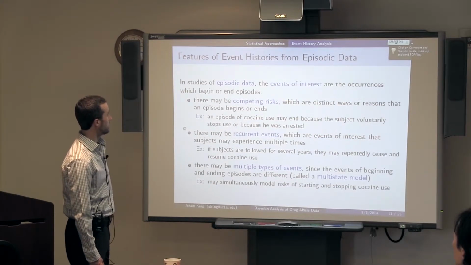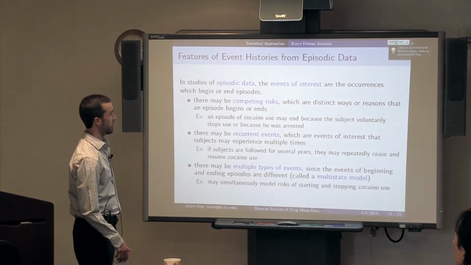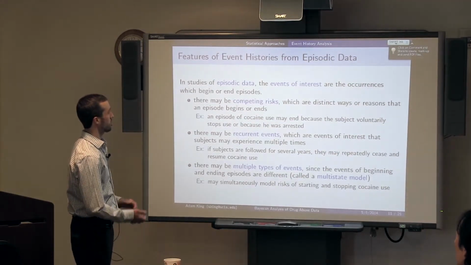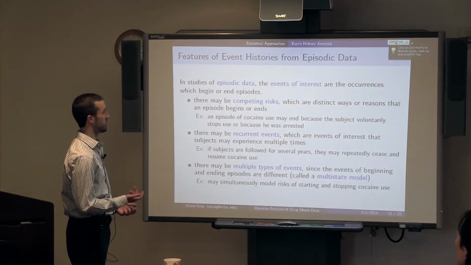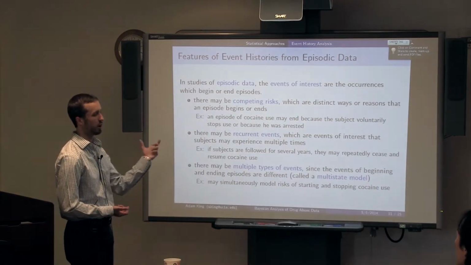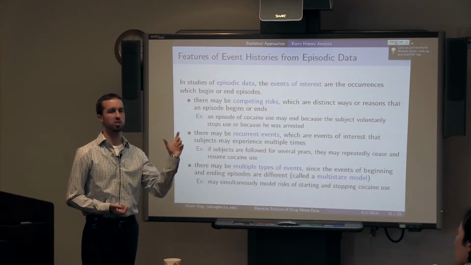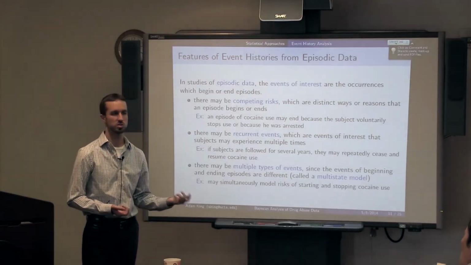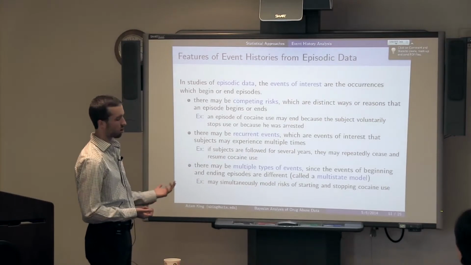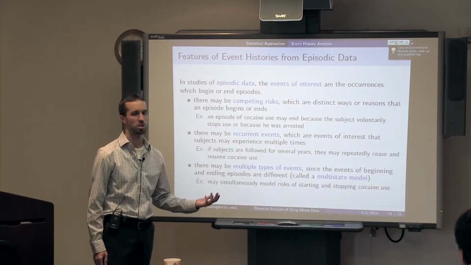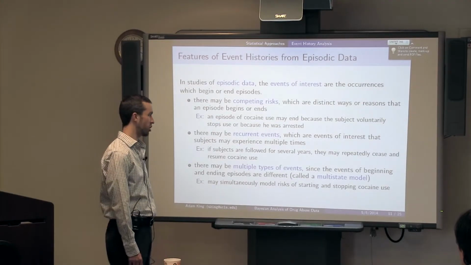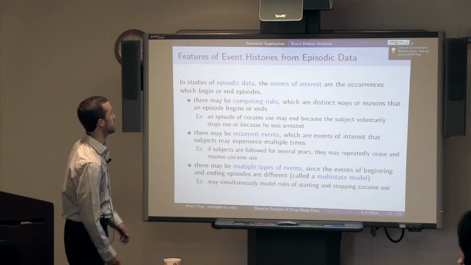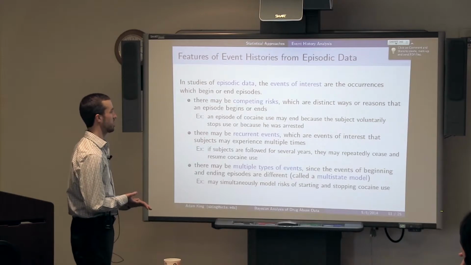As far as our specific context of episodic data, what are the events we're interested in? The events of interest are events which begin or end episodes. If you think back to those plots with the line segments, every dot at the beginning or ending of one of those segments would constitute an event. So our ultimate goal would be to have a simultaneous model of everything in those plots, all of those dots. That's a very ambitious goal and not one that we're going to get to today.